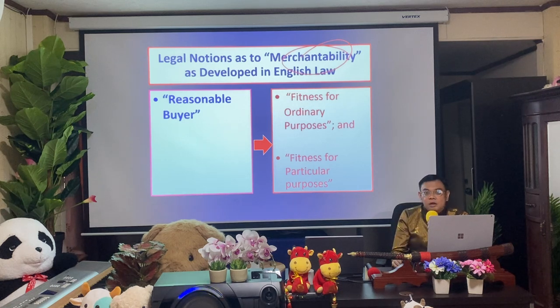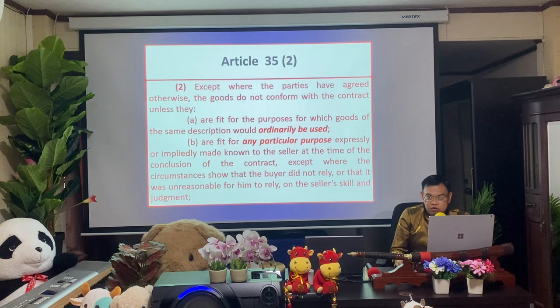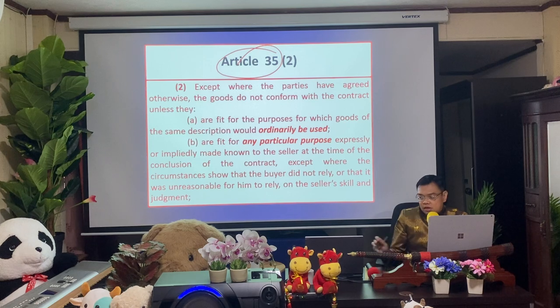There are in fact two aspects. The first one is fitness for ordinary purposes. That means the goods will have to be fit for the purposes for which goods of that type are ordinarily used. But we also have the concept of fitness for particular purpose. That is fitness for the purposes which are made known to the seller, even though those purposes are not ordinary purposes, but are contemplated by the contract. We have Article 35.2 in the CISG.